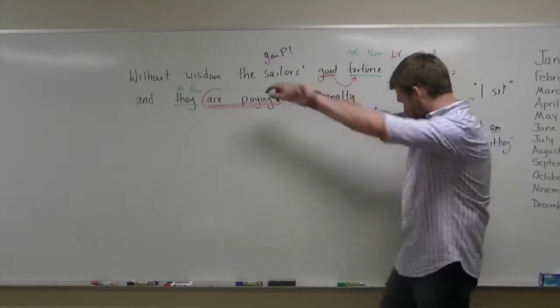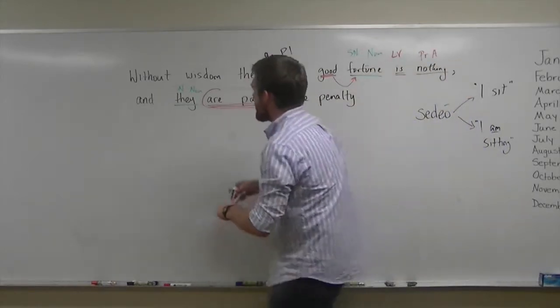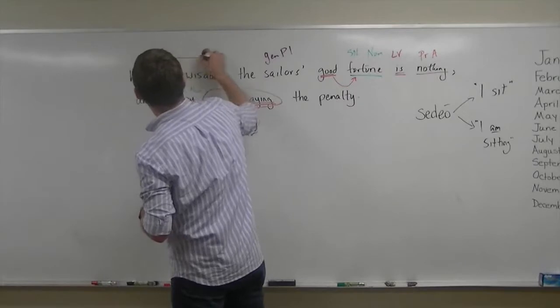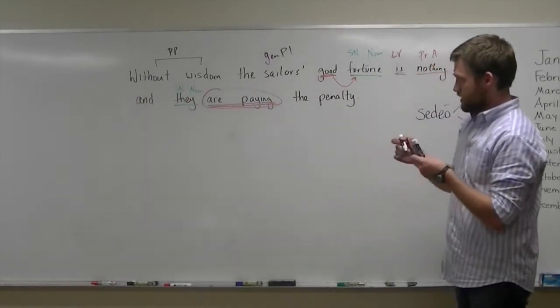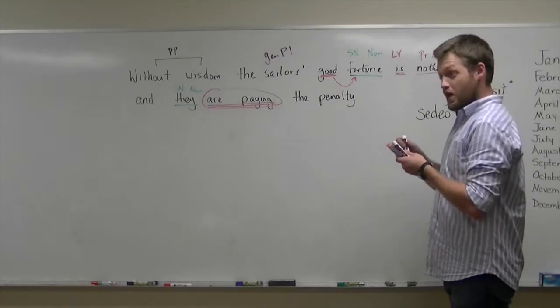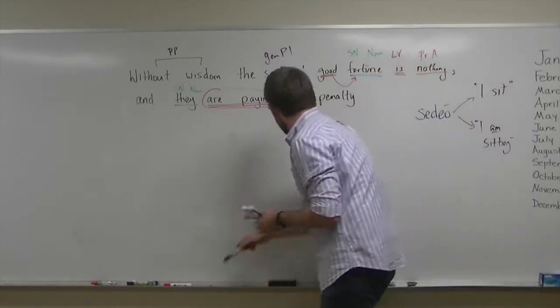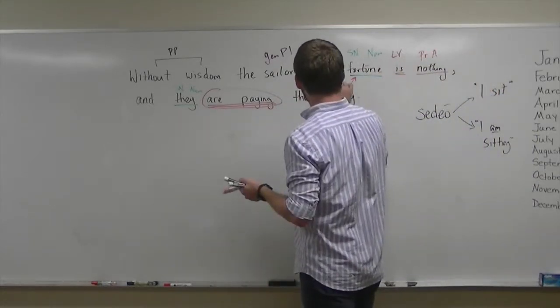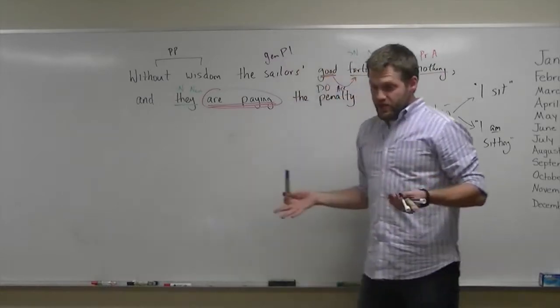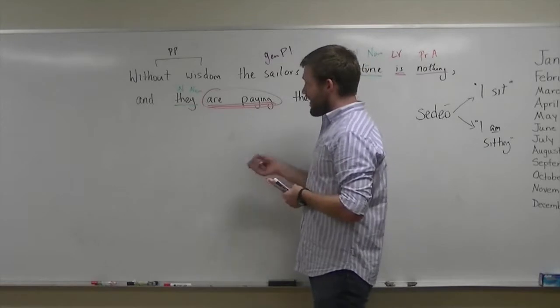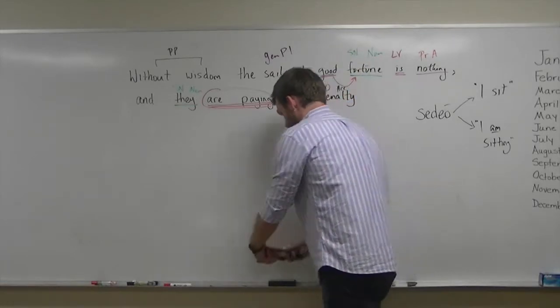Prepositional phrase out front, without wisdom. So prepositional phrase, and then one last thing, penalty. Direct object, good. That'll go in the accusative, right? Okay. So now we can put it together. So without wisdom. Sine sapientia.